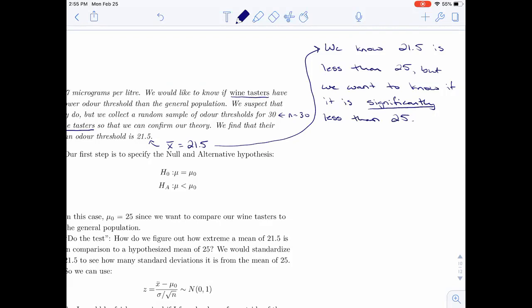So we've collected a sample, found the mean. We want to compare it to 25, right? Here, like in most scenarios, we've specified, well, is it less than 25? Because we suspect that their odor threshold might be lower than 25.